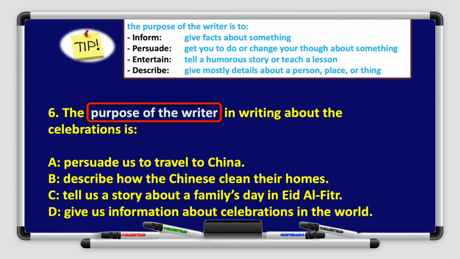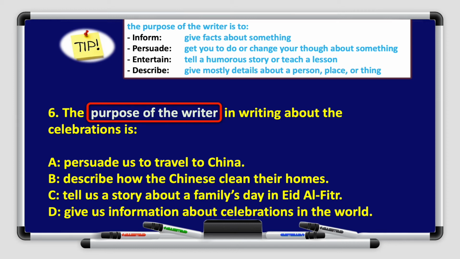Number 6, the purpose of the writer in writing about the celebration is it A, persuade us to travel to China, B, describe how the Chinese clean their homes, C, tell us a story about a family's day in Eid al-Fitr, D, give us information about celebrations in the world? So before we answer, what is the purpose of the writer? Why did he write about the celebrations? Is it because he is giving facts about something? So he is informing. If he is trying to get you to do or change your thoughts about something, he is trying to persuade you. If he's telling you a humorous story or teaching you a lesson, he is trying to entertain. And lastly, if he's giving mostly details about a person, place or thing, he is describing.